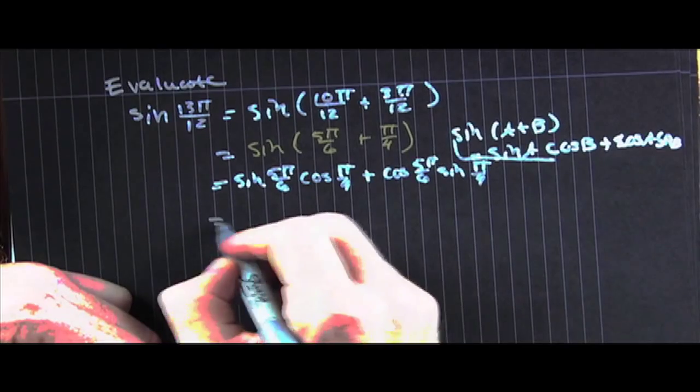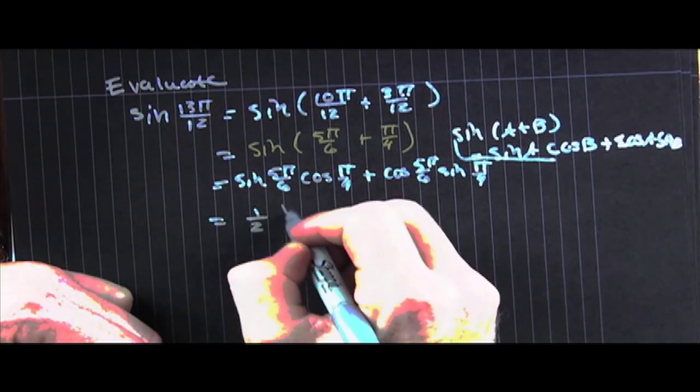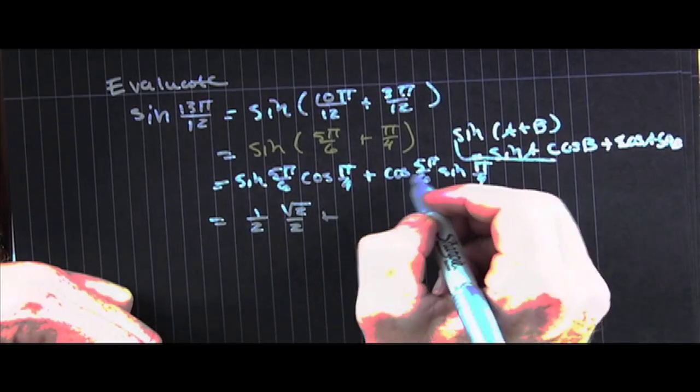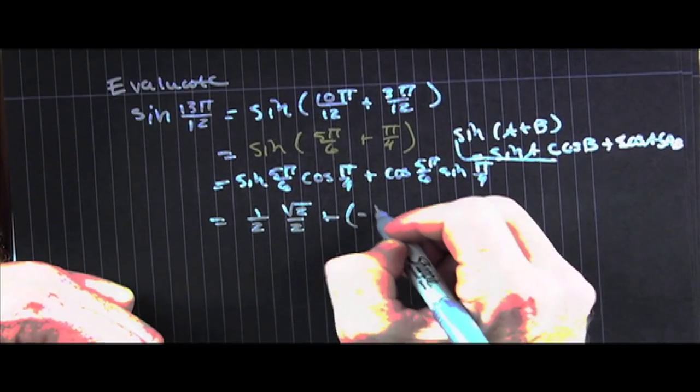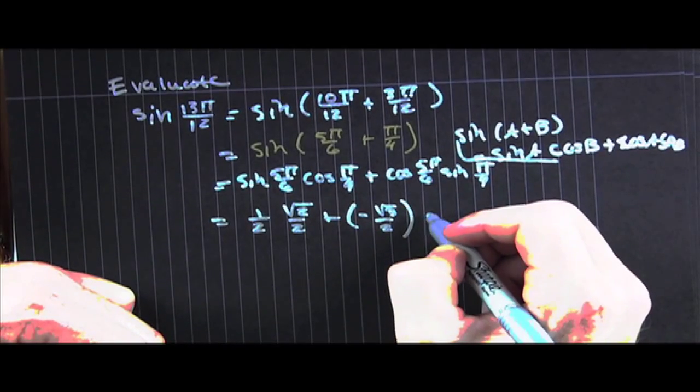Now we need to evaluate those guys. What's the sine of 5 pi over 6? Half. All right, it's in the second. It's positive. And then the cosine, yeah, over 4s. People know those. And now the cosine goes. That one's negative because it's in Q2.